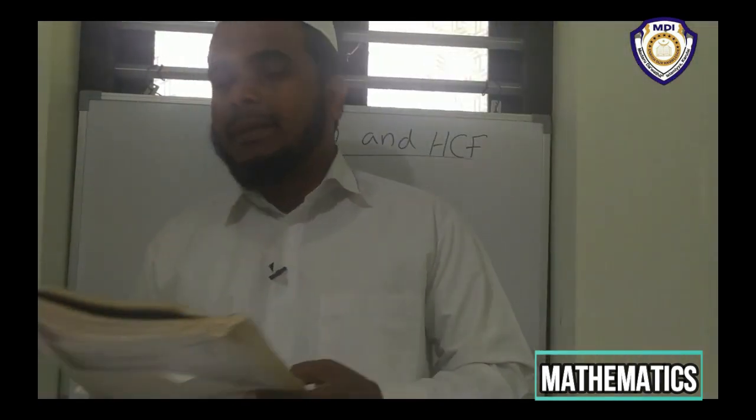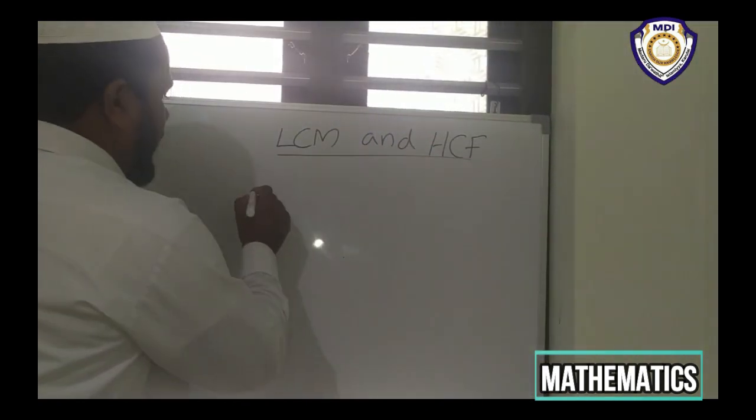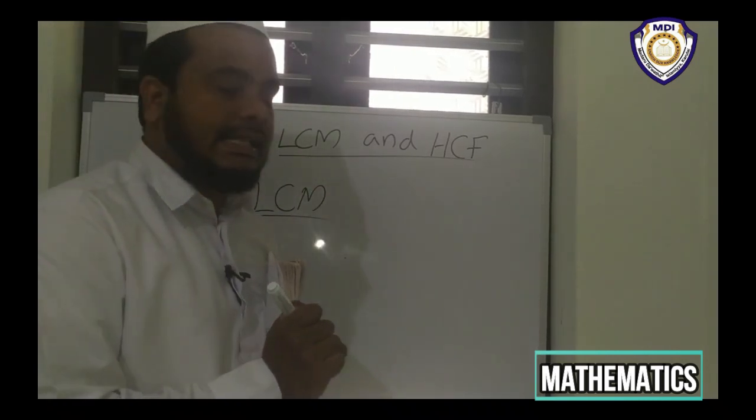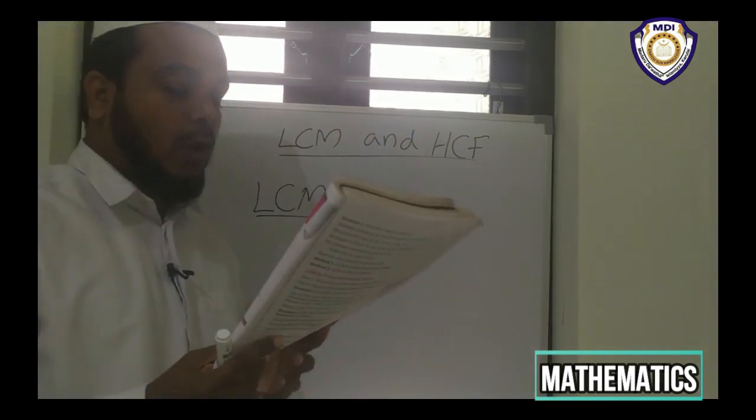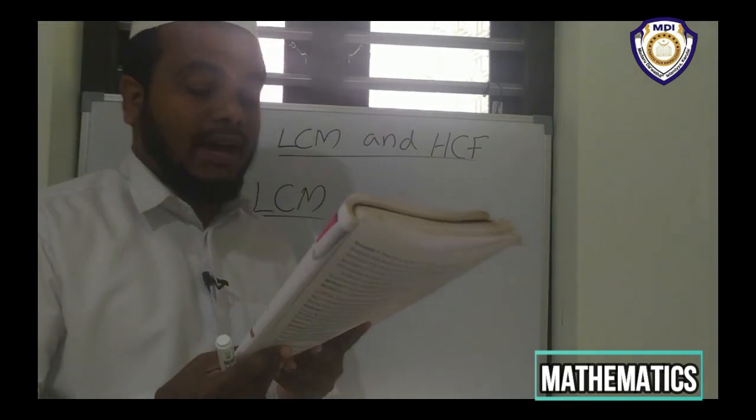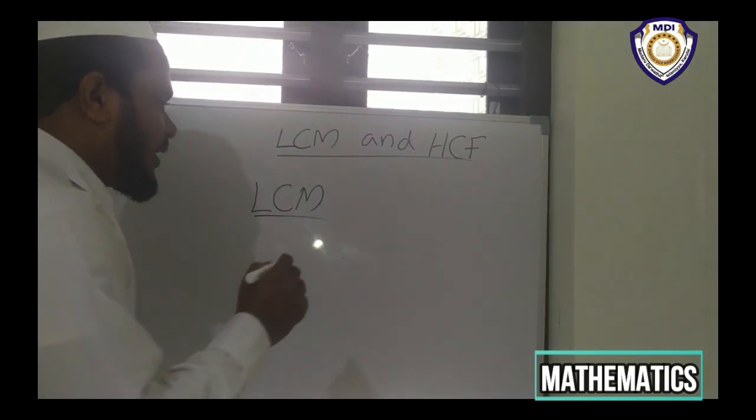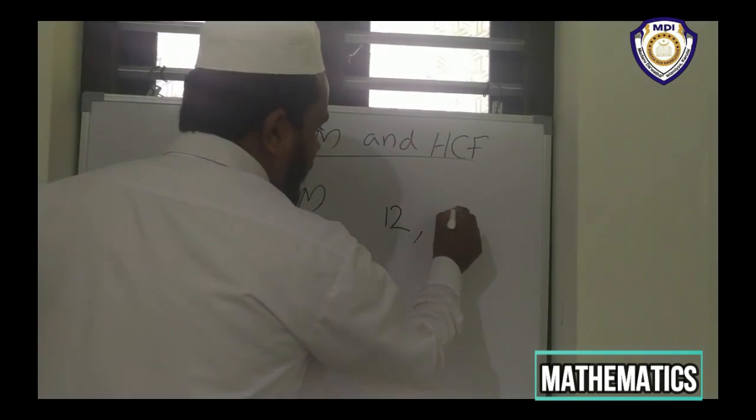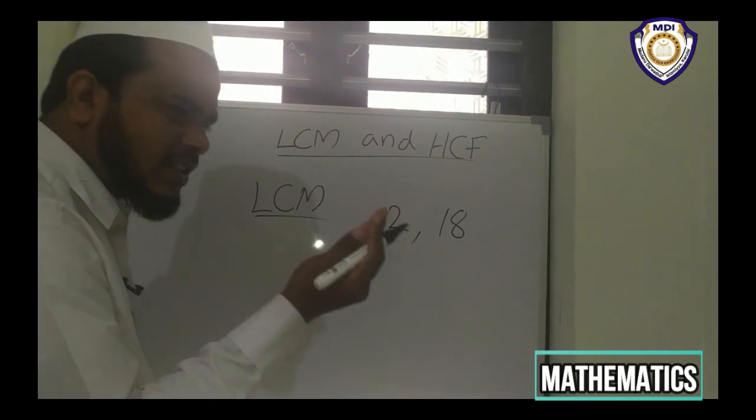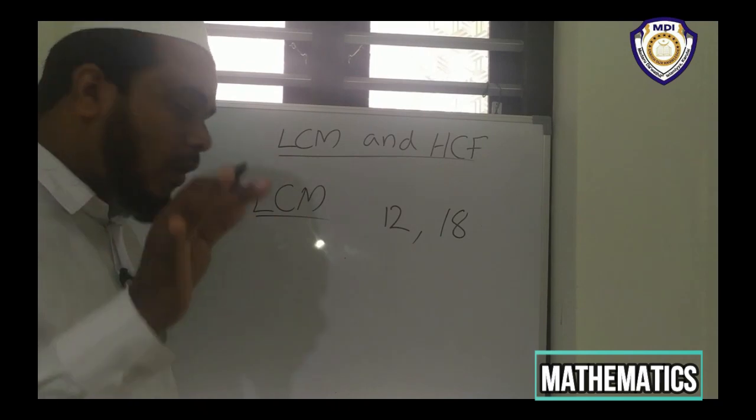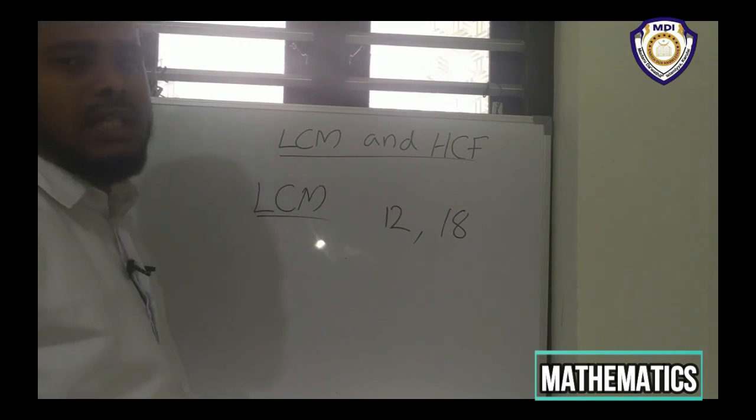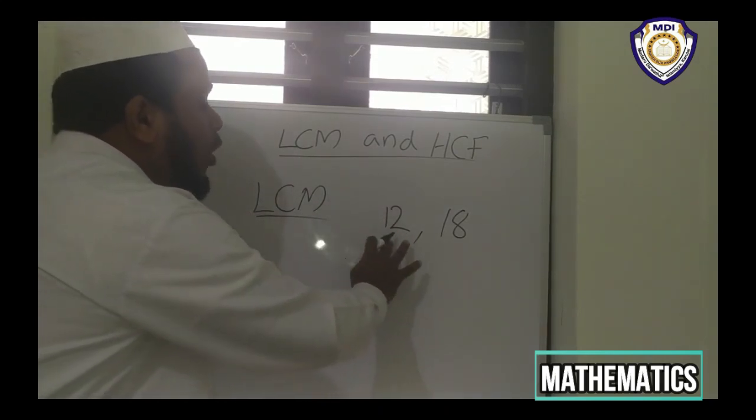Okay, least common multiple. Today let us discuss LCM, least common multiple. What is least common multiple? Consider the numbers 12 and 18. What is the least common multiple? Least means smallest. Common means common. Multiple. Okay, then there are two numbers. We have to find out the LCM of these two numbers.